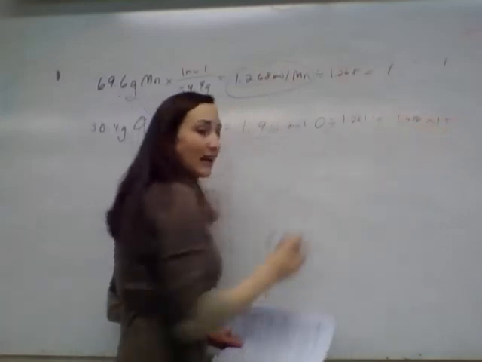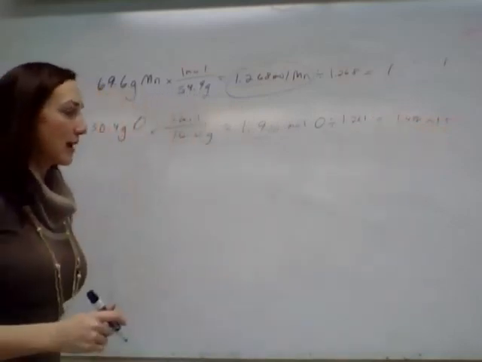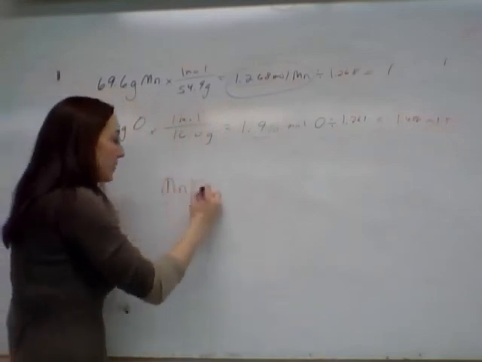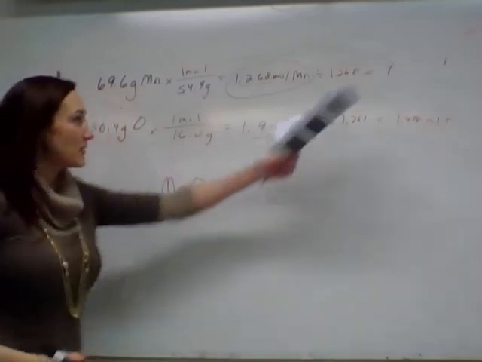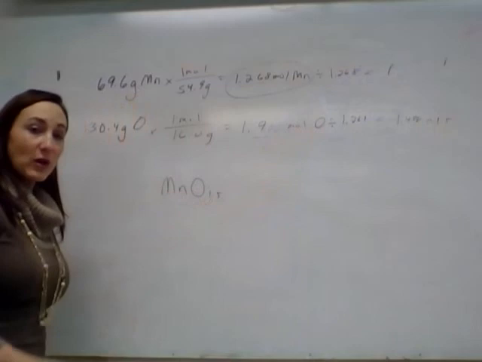Okay, that is not close enough to round up to 2, nor is it close enough to round down to 1. So far, my ratio is Mn to O of 1 to 1.5. That's what these numbers represent. But I can't have a 1.5. So how do I get this to be a whole number ratio?